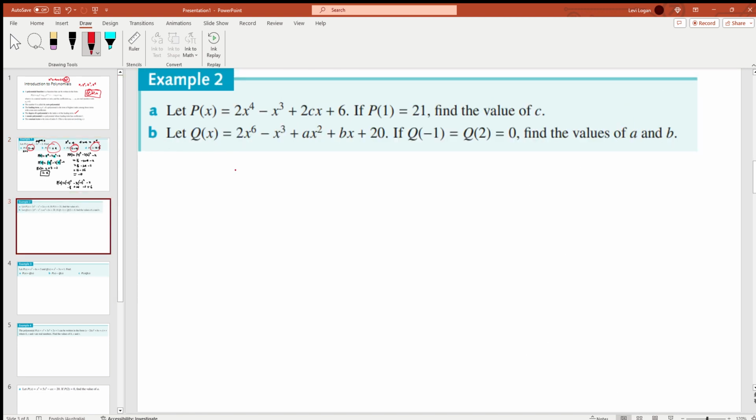So let p of x equal 2x to the power of 4 minus x cubed plus 2 times c times x plus 6. If p of 1 is 21, find the value of c. Okay, so let's just do a first. So a.